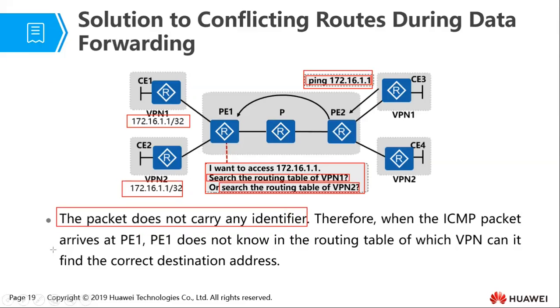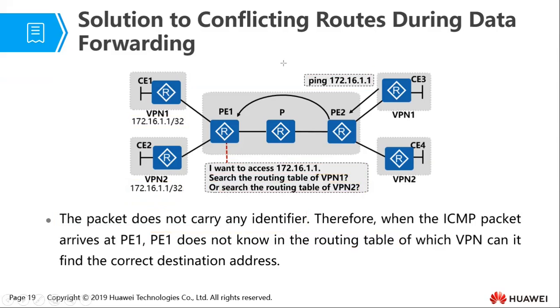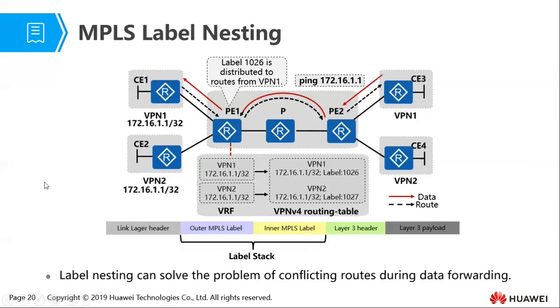Therefore, when the ICMP packet arrives at PE1, PE1 does not know where to search. Do I search in the VPN1 routing table or the VPN2 routing table? So how do we solve that problem? We solve that problem by using MPLS labels.